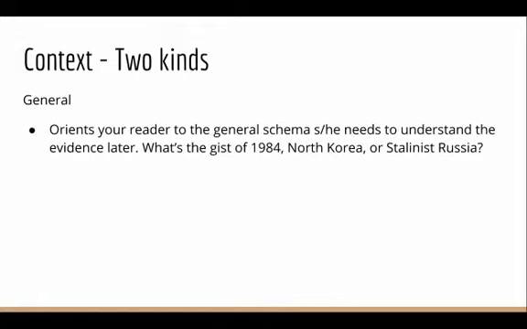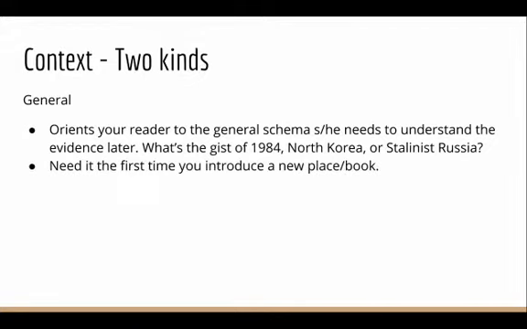So basically, that's like telling your reader what's the gist of 1984 or North Korea or Stalinist Russia. It's going to be relatively short, and you only need it once in your paper, the first time that you introduce a new place or a new book. So it's going to be about a sentence, and once you've done it once, you don't need to do it again for that type of evidence. Most people were missing general context. It's a relatively easy thing to add.